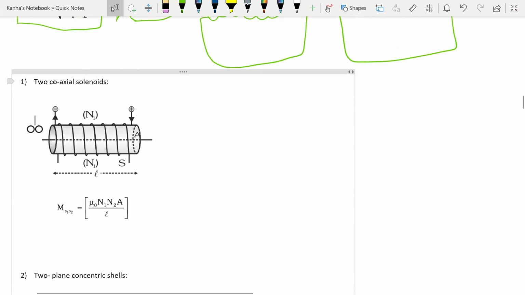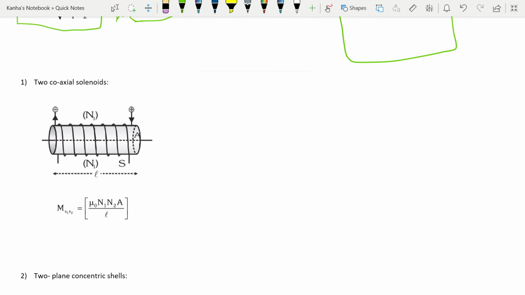The first example that we'll look at is that of two coaxial solenoids. For two coaxial solenoids with turns N1 and N2, the coefficient of mutual inductance is given by mu naught N1 N2 A by L, where L is the length of the solenoid.